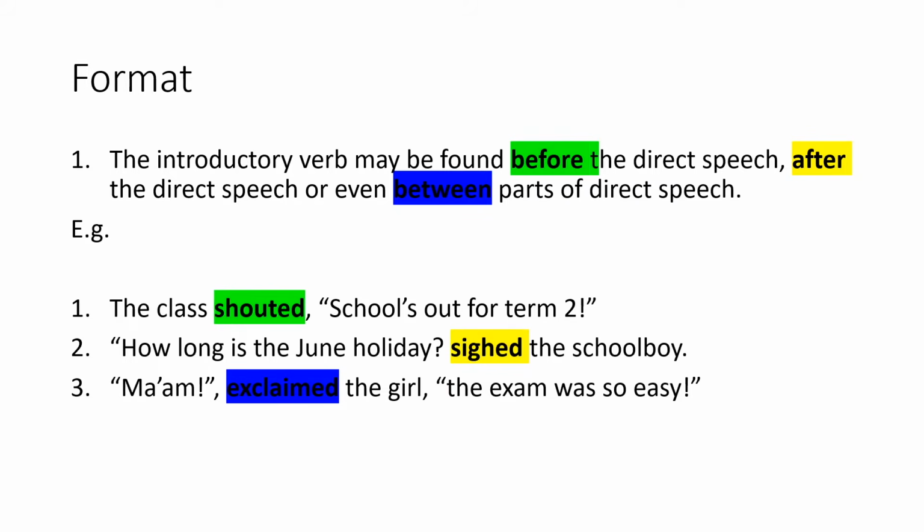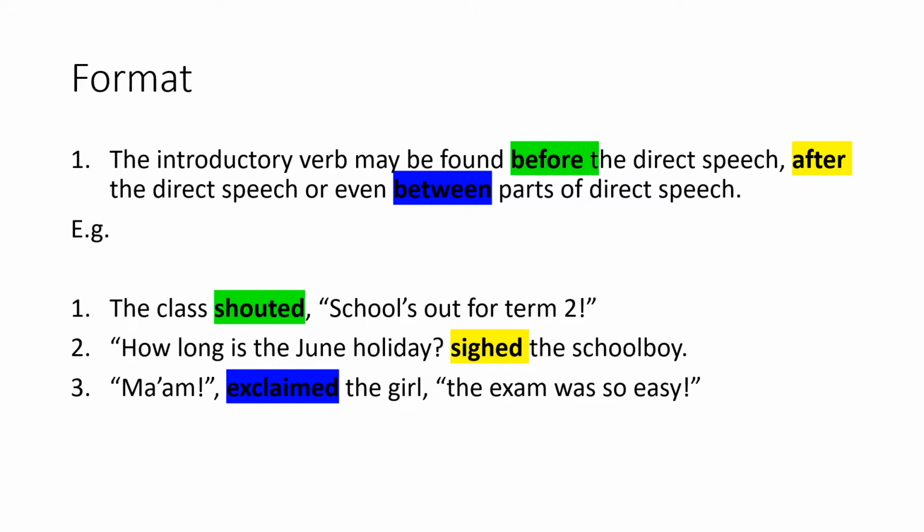Number 1, the introductory verb may be found before the direct speech, after the direct speech, or even between parts of direct speech. Let me show you what I mean. Number 1, the class shouted, "School's out for term 2." In this sentence, you can see that shouted, the introductory verb, has come before direct speech.